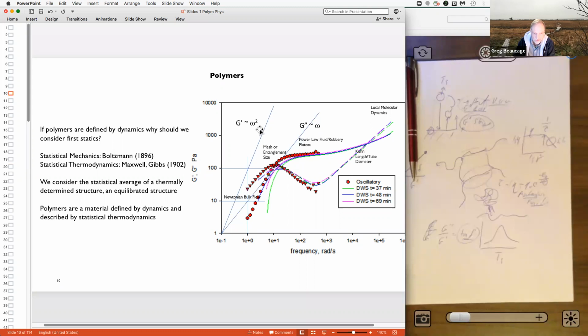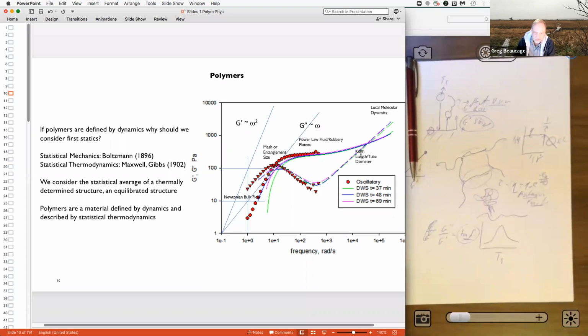So basically, if you look at the G prime curve, it goes up, and then it reaches a plateau where it's acting rubbery. That's called a rubbery plateau, and that's related to the molecular weight between entanglements. And then at low frequencies, it's a liquid, so G double prime is larger than G prime. And there's what's called a crossover frequency. That's the frequency where it goes from behaving like a liquid to behaving like a rubbery solid.